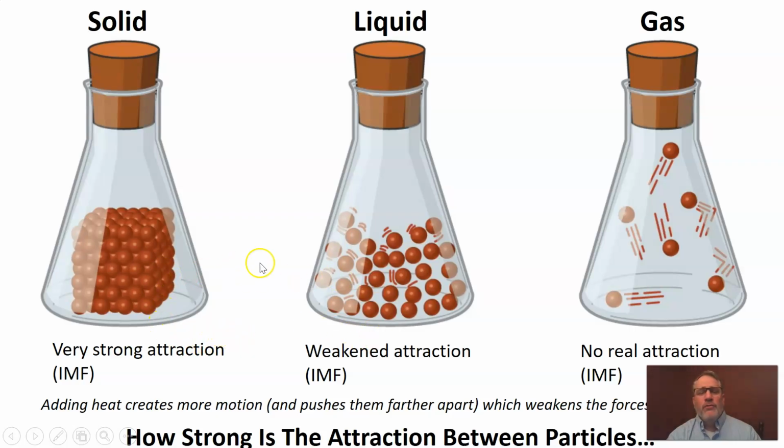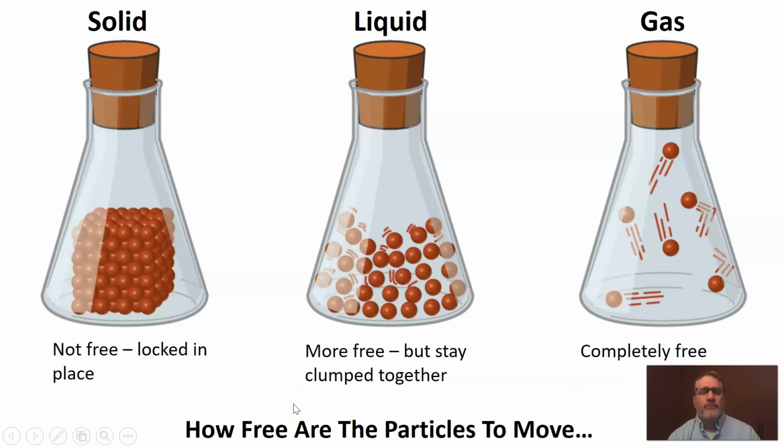As we move along to liquids, maybe we've added some heat to change the solid to a liquid. This very strong attraction has been weakened. When we move over to a gas, we can see that these particles are very far apart. And remember, the further apart particles are, the less likely we are to have any attraction at all. In gas particles, there's no real attraction at all. So remember, adding heat is going to create more motion, which is going to push them further apart, and it's going to weaken forces.